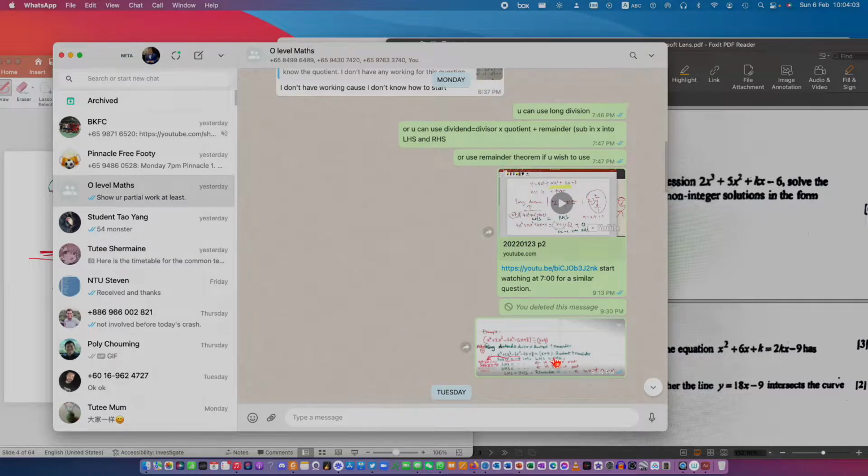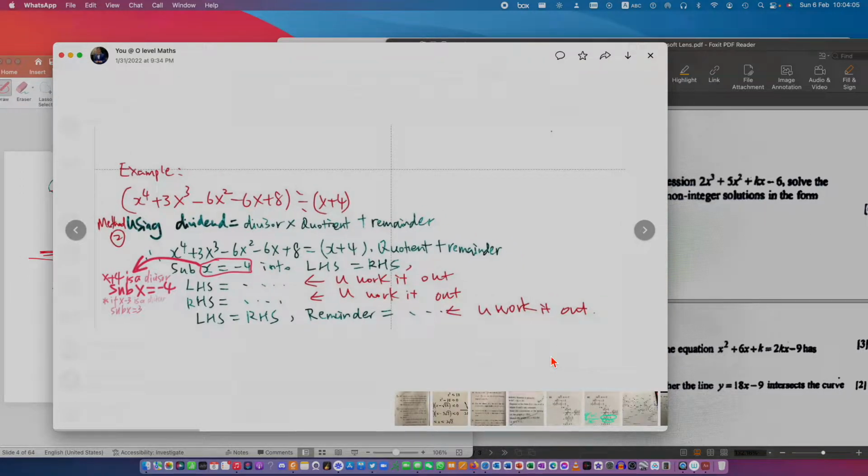No, so actually, that's why let's refer to this. You are given this example, right? Over here, this is the dividend divided by this factor. So I use this method, using dividend equals divisor times quotient plus remainder. I keep using this, so I hope you also start to use this. Good. Then can you see that I sub what?